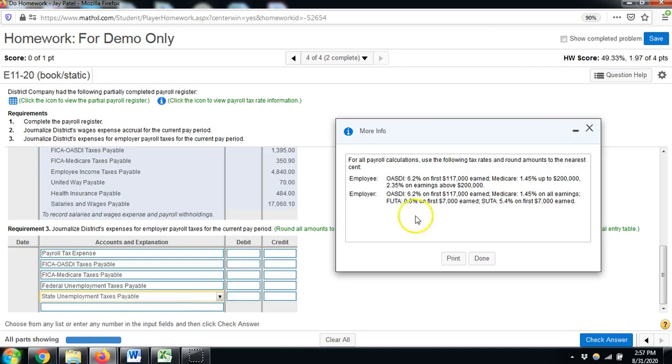Looks like we've covered all of the elements for the employer payroll tax expense. So now let's calculate the amounts. OASDI is actually the same. If you notice, it's the same rate as the employee. So we can just use this number. Medicare is also the same.